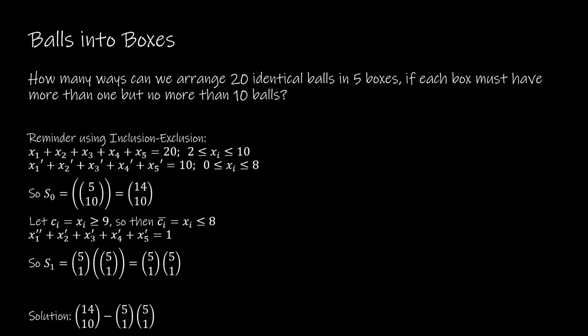Let's look at the same question, but with an extra restriction. So instead of just more than 1 in each of the boxes, we now have more than 1, but no more than 10. So essentially what we're saying is that 2 is less than or equal to x of i is less than or equal to 10. And that's for all 5 of the boxes.